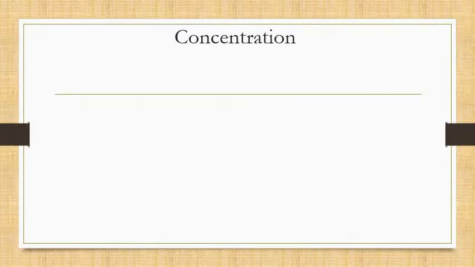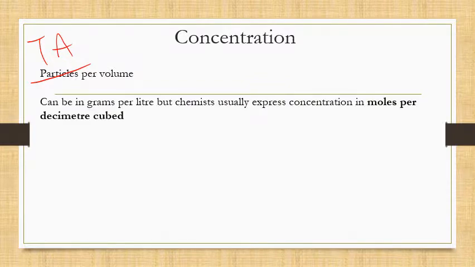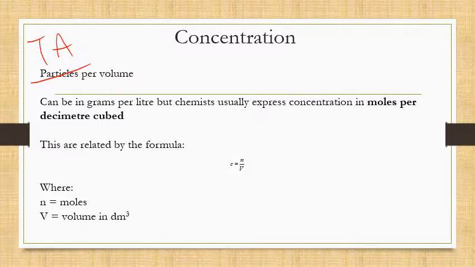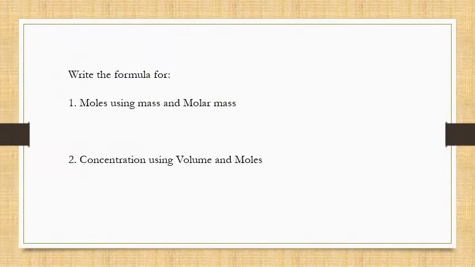So this here is all your triple award stuff: concentration. That's particles per volume. It can be in grams per litre, but chemists like to have it in moles per decimetre cubed. And it's related to the formula C equals n divided by V, where n equals number of moles, V equals the volume in decimetres cubed, and concentration is in moles per decimetre cubed.